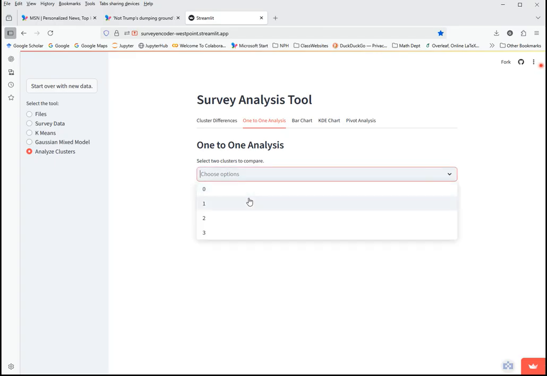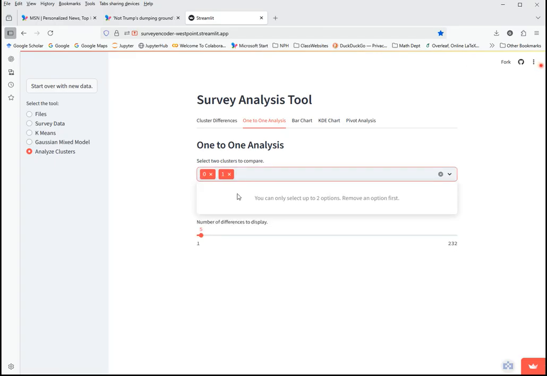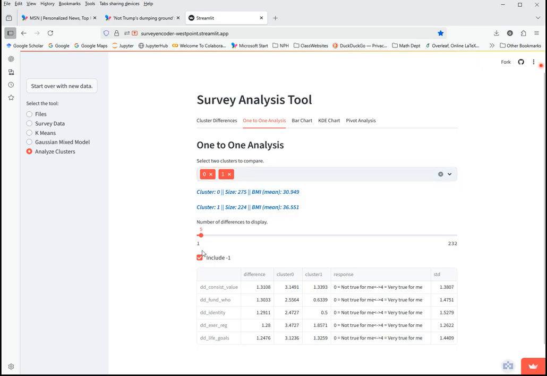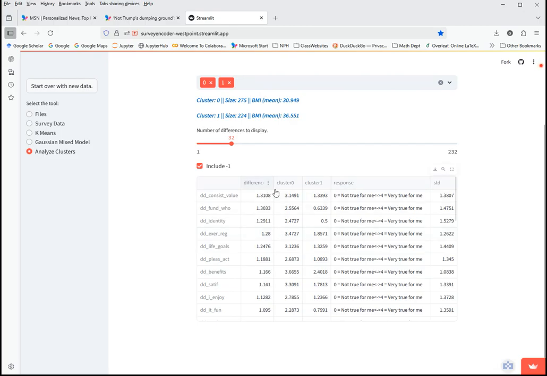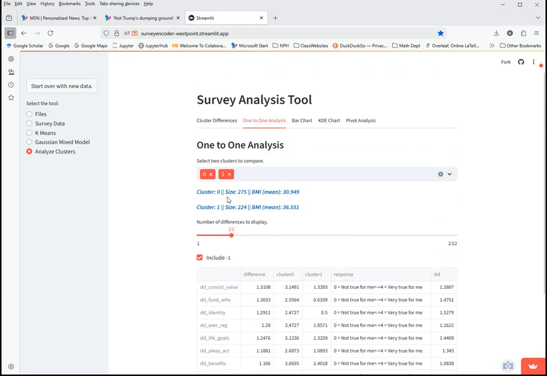Let's just demonstrate that. We'll look at the difference between cluster 0 and cluster 1, and include negative ones in this case. I think these are the 2 clusters that didn't have null values, which is what we assigned to -1. But if you don't want to see those, you can click the button here, and it'll take those away. We'll just put a bunch of them on there. So how do these 2 clusters differ from each other?